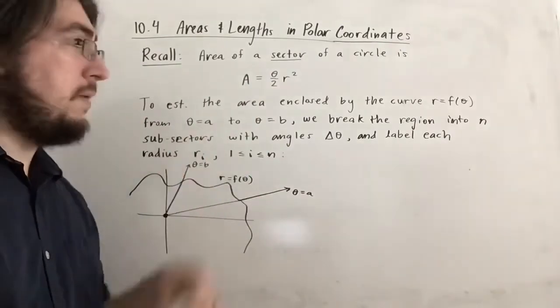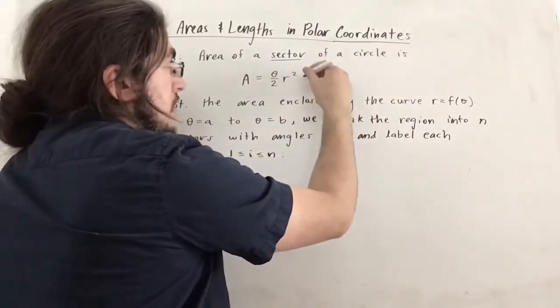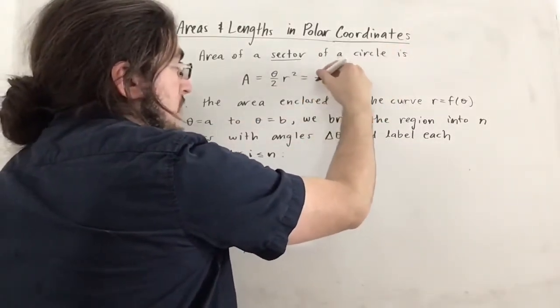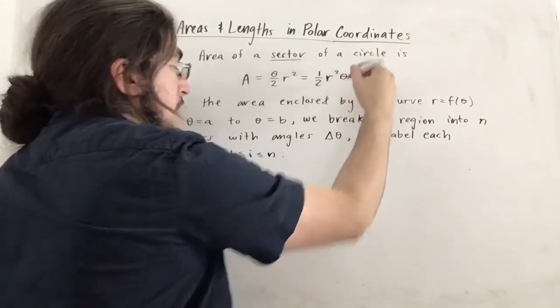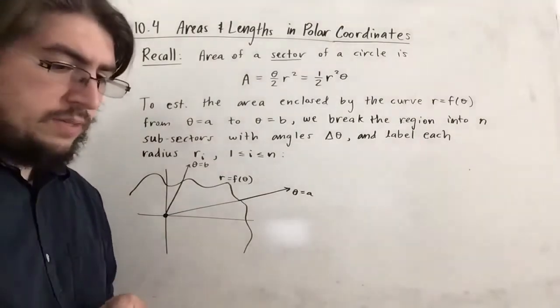So something to keep in mind. But theta has to be in radians, okay, so keep that in mind. Also, a better way of writing this for our purposes is 1/2 r squared times theta, and you'll see why in a second.